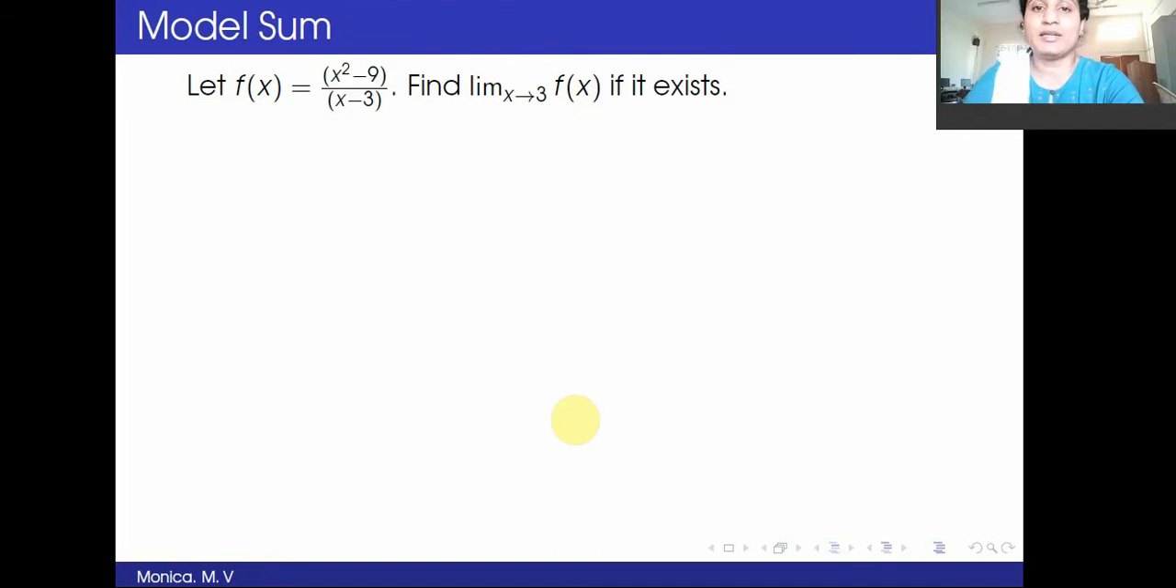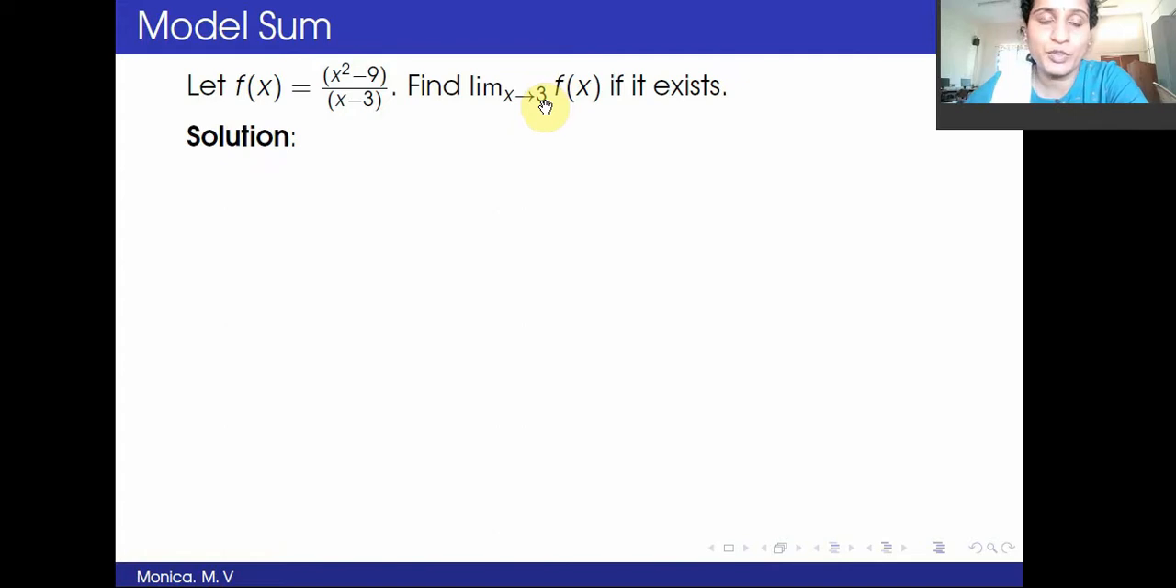We'll go through a model sum now, with all this experience we know now. I am taking a function f of x is equal to x square minus 9 divided by x minus 3. Find the limit of x tending to 3 of f of x if it exists. So the function I am given is this one, and the point at which I need to find the limit is 3.